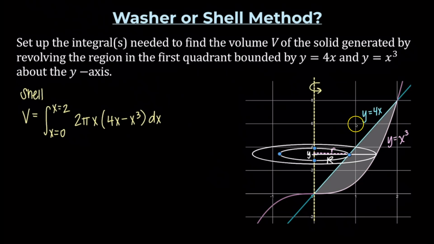Our functions were given as functions of x, so we're going to need to solve to be a function of y. So our line is going to be x equals y divided by 4, and our cubic is going to become a cube root. So we're going to have x is equal to the cube root of y. Let's set up our washer method. We're going to have V is equal to the integral from y equals 0 to y equals 8.